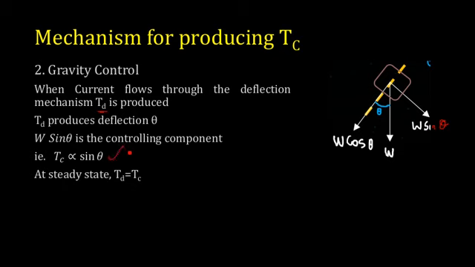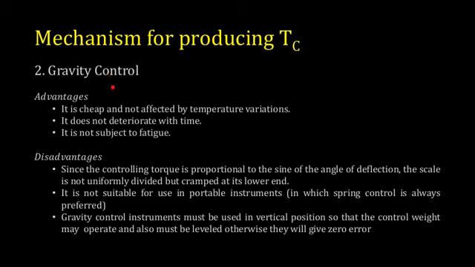Your control torque is proportional to the sin theta of this particular thing. At steady state, your TD becomes equal to TC, that you know. And the advantages of gravity control are that it is cheap and is generally not affected by temperature variations. And with respect to time, there is no variation in the performance, and it is not subjected to fatigue also.